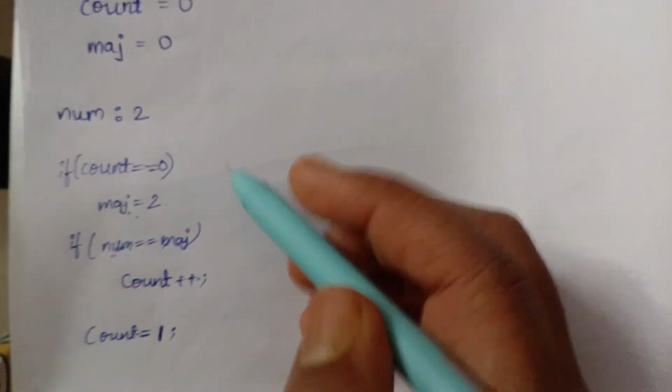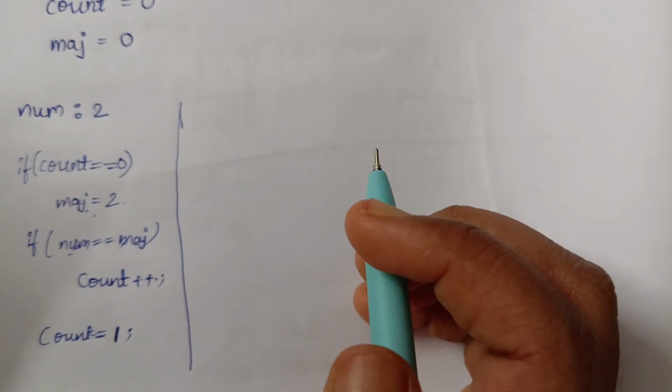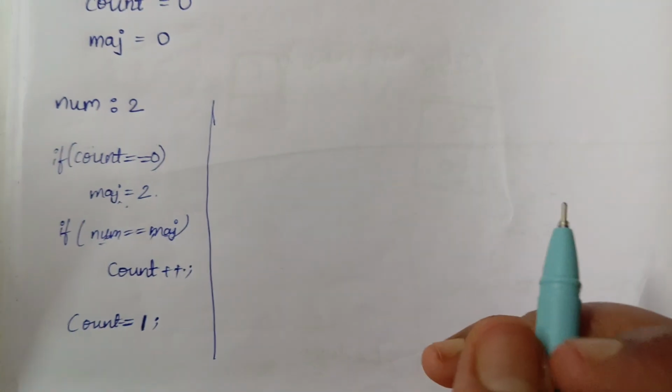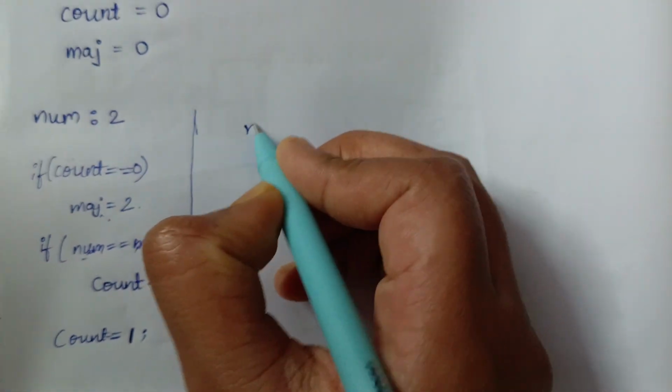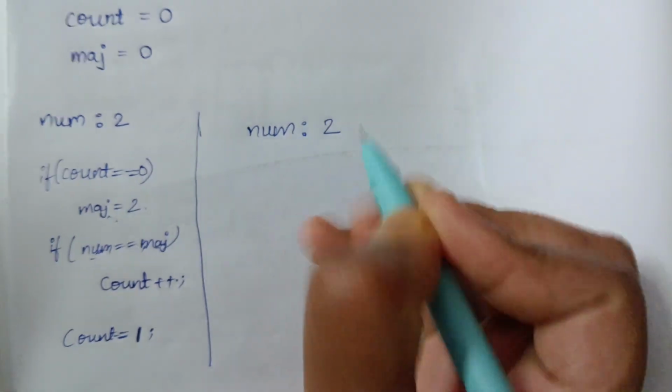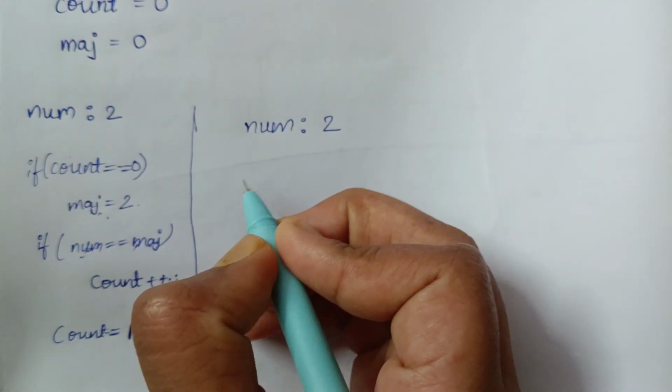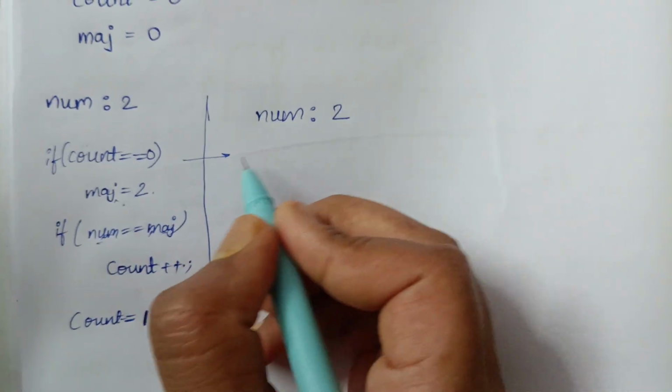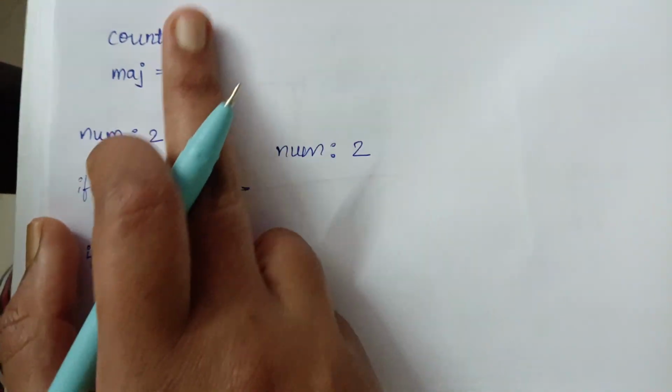Now the for loop ran for one time, and it is going to run another time. Now the num value will be 2. Again we'll get 2. It will check for the first if condition. The first if condition is if count double equals 0.